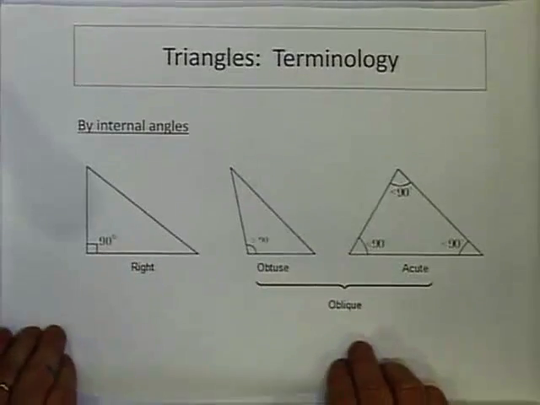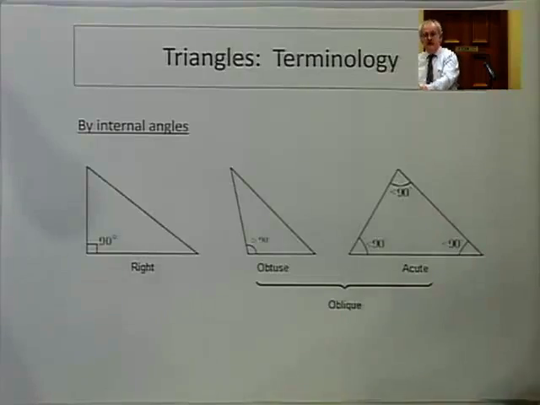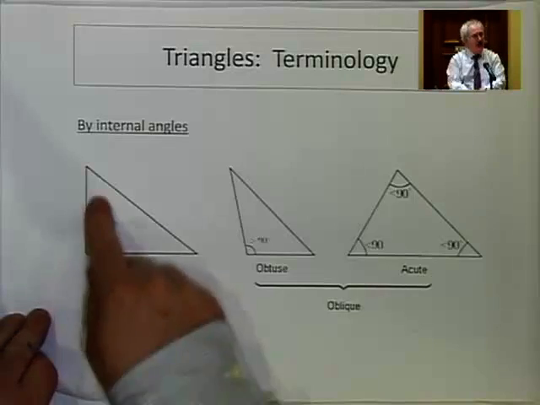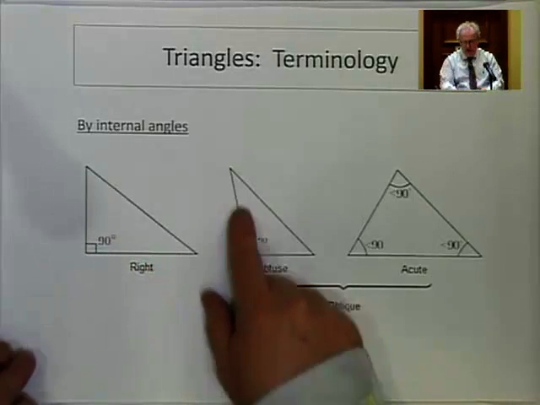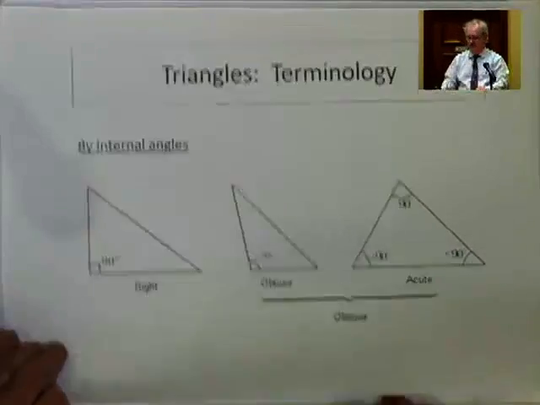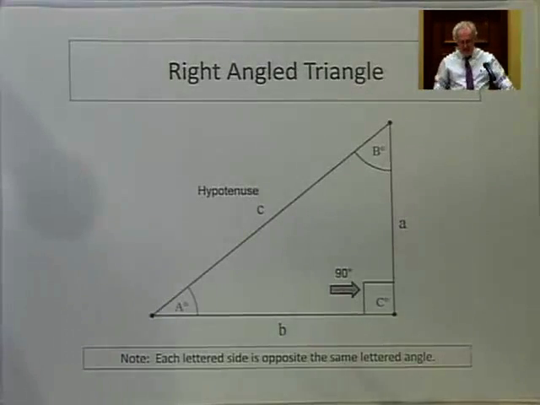You can also define triangles by their internal angles. So for example, this is a right angle triangle. It's got a 90 degree. This is an obtuse, more than 90. And this one here, they're all less than 90. We're going to talk about right angle triangles.